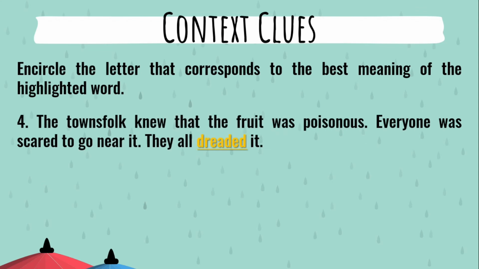Number 4. The townsfolk knew that the fruit was poisonous. Everyone was scared to go near it. They all dreaded it. What do you mean by the word dreaded according to the context clue given for item number 4? A. Liked. B. Feared. Or letter C. Ignored. The answer? It's letter B. Feared because of its synonym, scared.